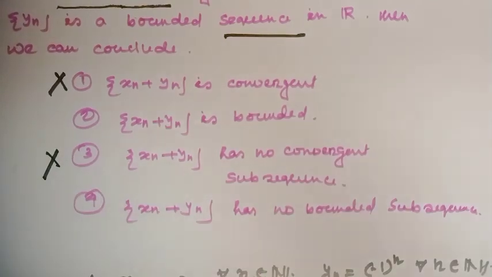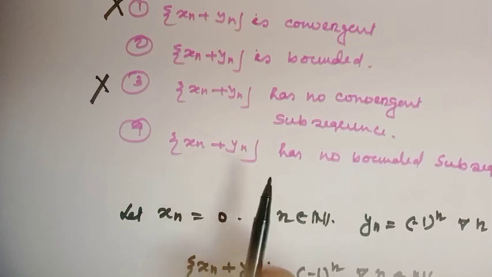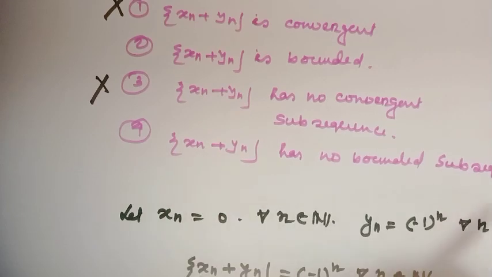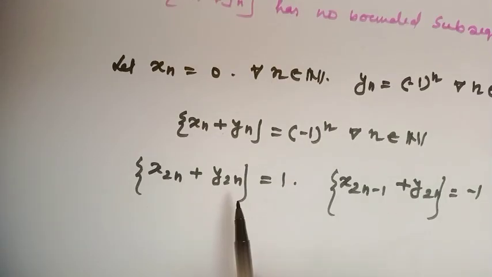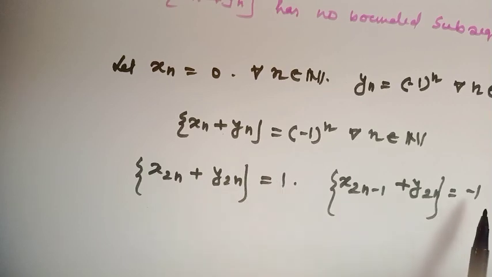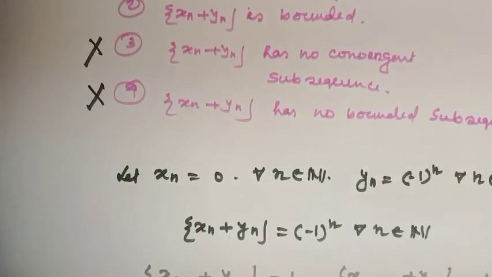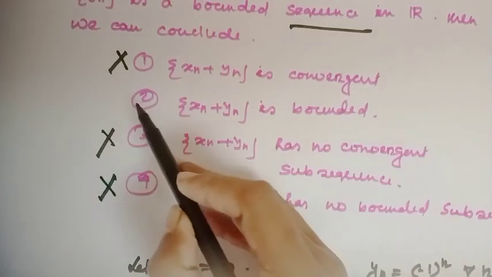Okay, and the fourth option is the sequence xn plus yn has no bounded subsequence. This is a convergent subsequence, this is a convergent subsequence. We all know every convergent sequence is bounded. So these subsequences must be bounded. So option 4 is also a wrong option. Okay, that means option 2 is right.